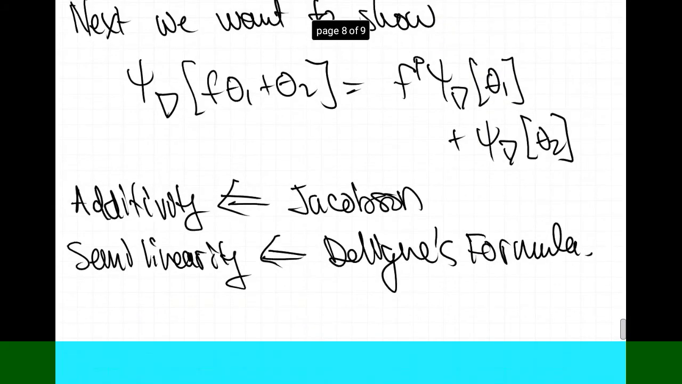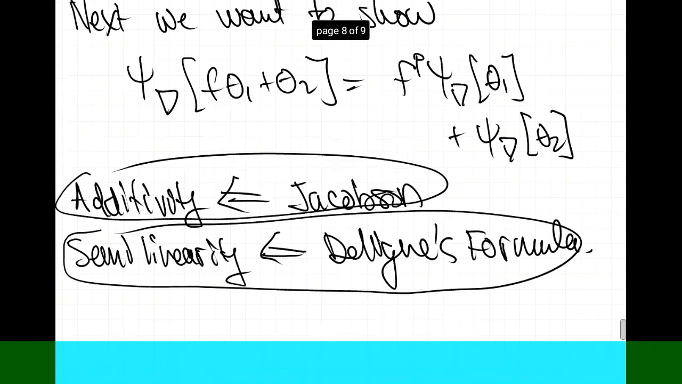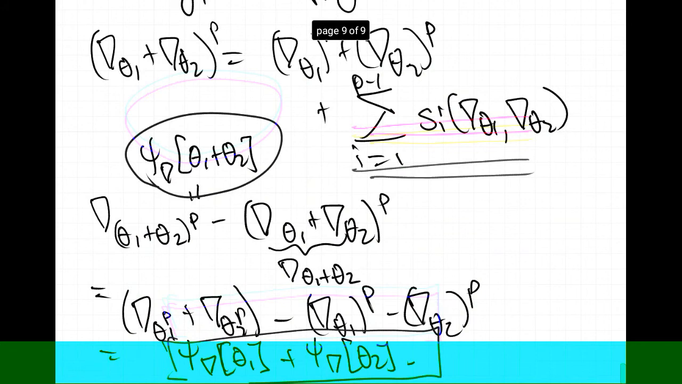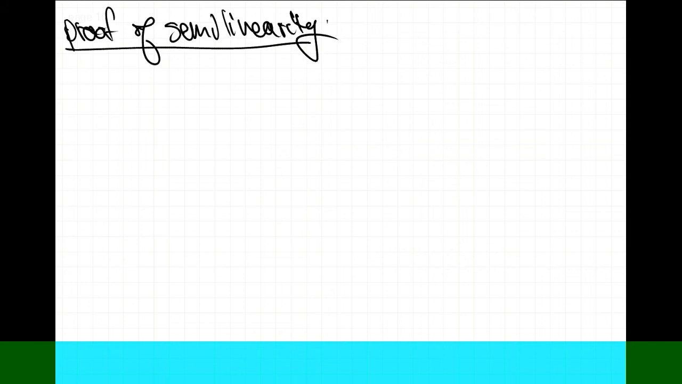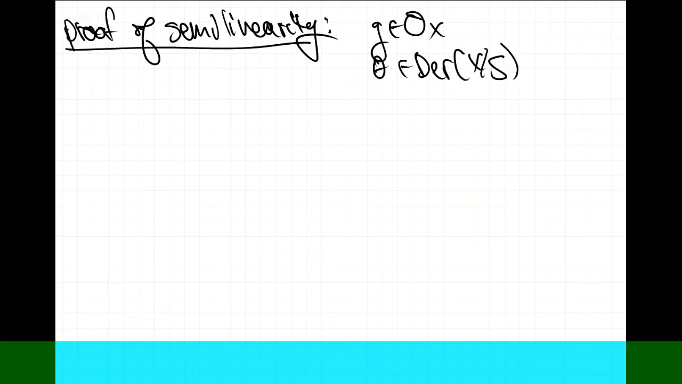And now, so this is what we just did. Now we're going to do this one here. So the semilinearity. Okay, so the proof of semilinearity: to do this, we'll take g and o of x, theta to be a derivation, like so. And so we'll first apply Deligne's formula to g theta.